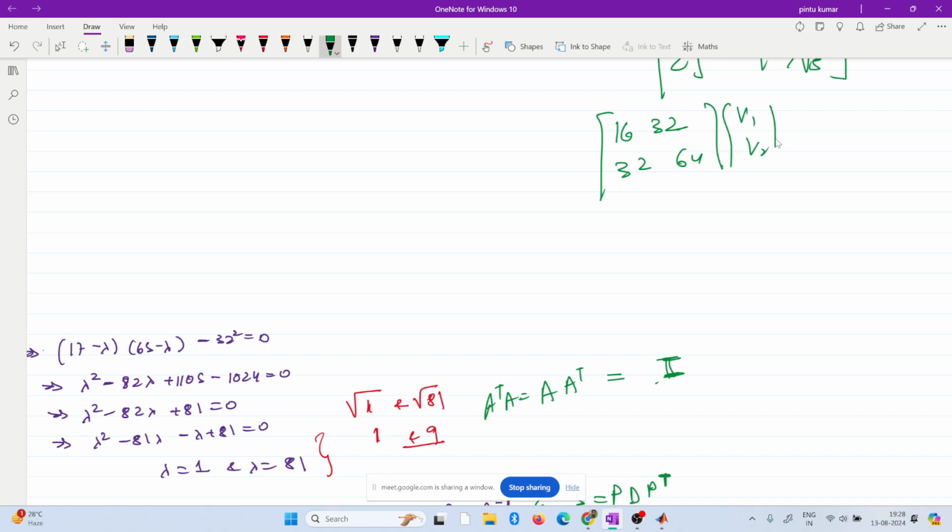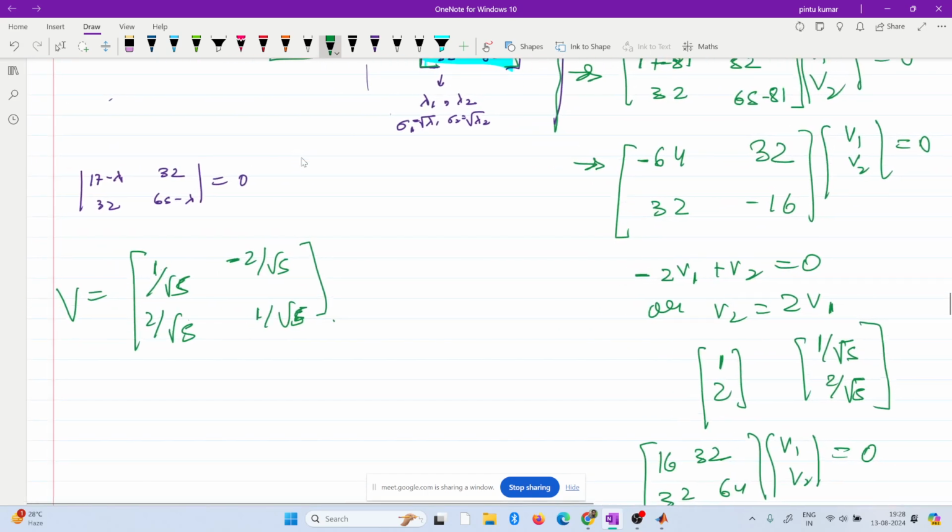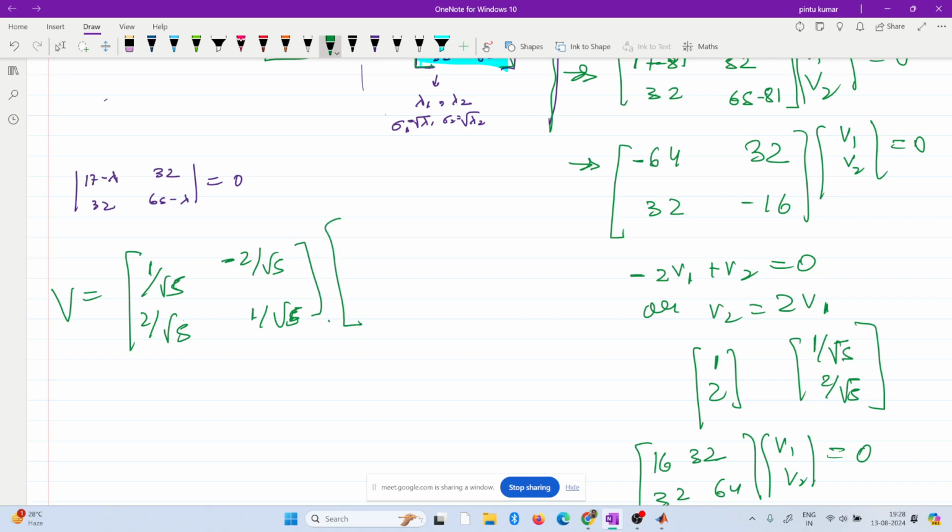V1, V2 is equal to 0, or this would mean that V1 plus 2 V2 is 0, or V1 is equal to minus 2 V2. Okay, so using this, you can define this to be minus 2 by root 5 and 1 by root 5, right? So this is a matrix V for you, and similarly you can define sigma.